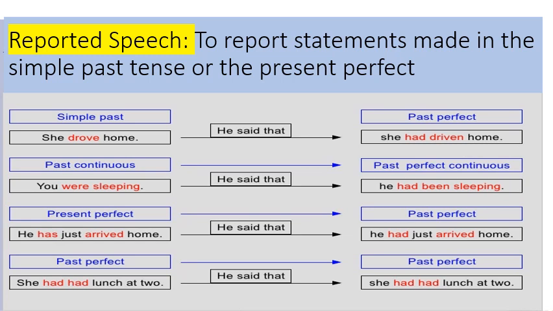Let's have a look. If your original sentence, which is the direct speech, is in the simple past, for example, she drove home, and you want to change it into indirect speech or reported speech, she said that she had driven home. You change it into past perfect. This is the first case. When your direct speech is in the past continuous, you were sleeping, and you want to change it into the reported speech, it will be past perfect continuous. He had been sleeping. Okay?